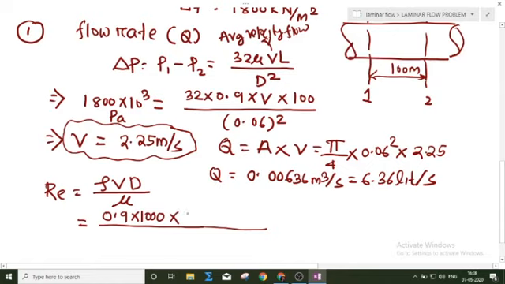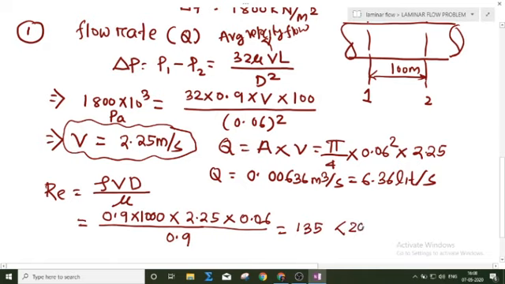V we found out, this is 2.25, into diameter of the pipe, how much? This is 0.06. Dynamic viscosity is how much? This is 0.9. So how much is this coming out? Reynolds number is coming out to be 135.